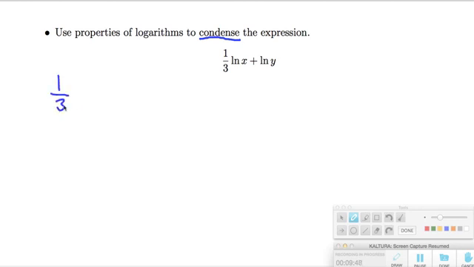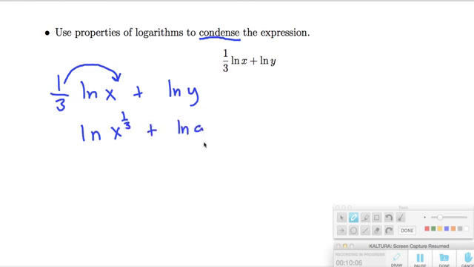Now we've got 1/3 natural log of x plus natural log of y. Well, obviously the power can become an exponent, right? So this is natural log of x to the 1/3 plus natural log of y. Now the very last thing that you can do is obviously apply the product rule.